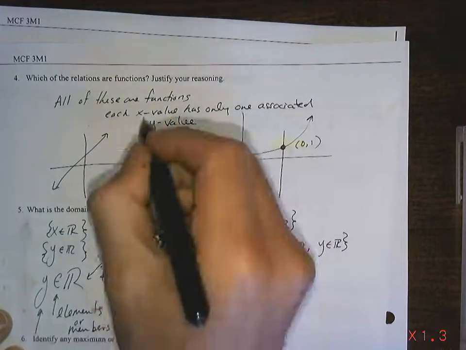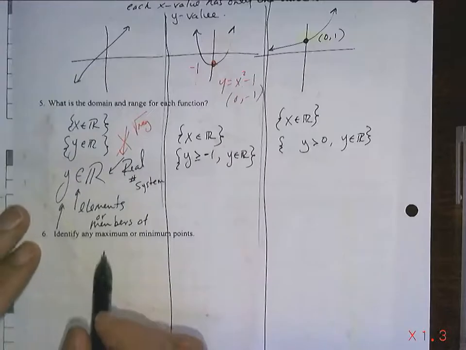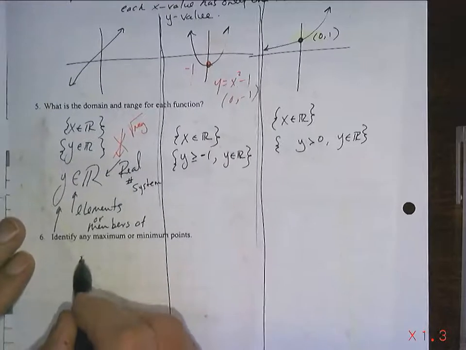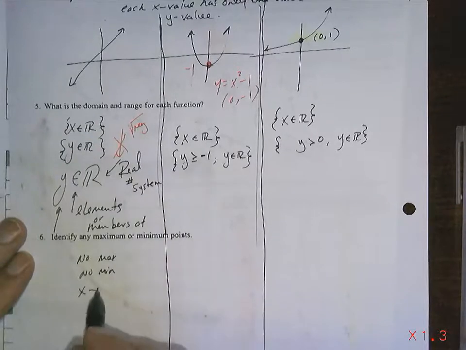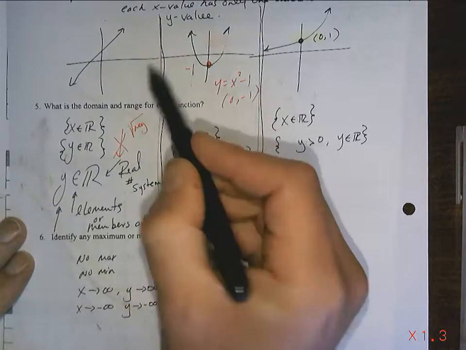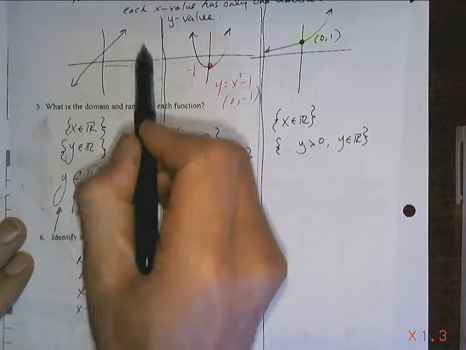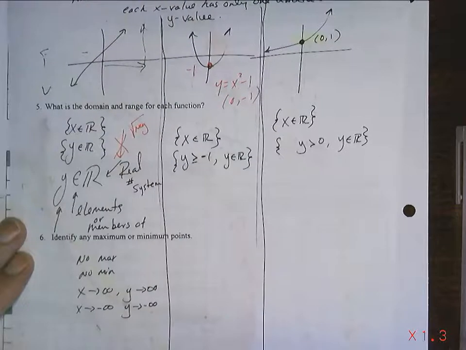Let's identify any max or minimum points. Well, this is going to have no max, no minimum. It keeps going and going and going. As x approaches positive infinity, y is approaching positive infinity. As x approaches negative infinity, y is approaching negative infinity. And what that means is that when I go this way, I'm going this way. And when I go this way, I'm going this way. That's all that means.